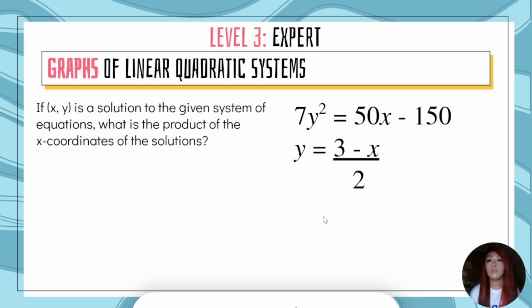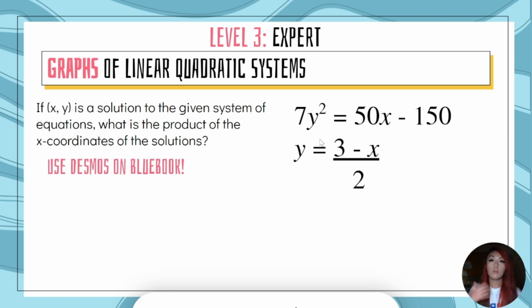In Level 3, we'll continue to look at the graphs of linear and quadratic systems, and we'll look at equations and graphs that are a little more complex. If (x, y) is a solution to the given system of equations, what is the product of the x coordinates of the solutions? So this is similar to the previous question, except now we want the product of the x coordinates. Again, these two equations in the system, 7y squared equals 50x minus 150, and y equals 3 minus x over 2, they look like complex equations, but you can just put them into Desmos, right?